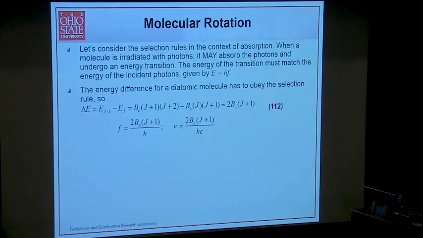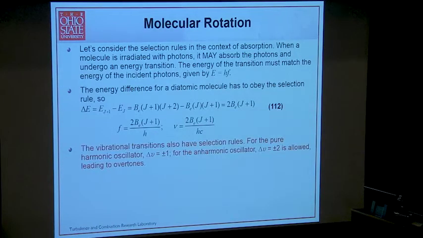Okay? And so we've now used our selection rules and the actual energy of the rotation to understand exactly where these frequencies are. Okay? Now the vibrational transitions also have selection rules. So for a pure harmonic oscillator, delta v is plus or minus 1. And if you add the anharmonic oscillator, it's plus or minus 1, but then you're also allowed plus or minus 2, leading to overtones.